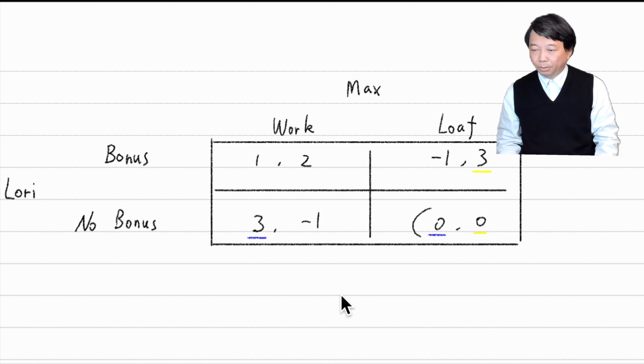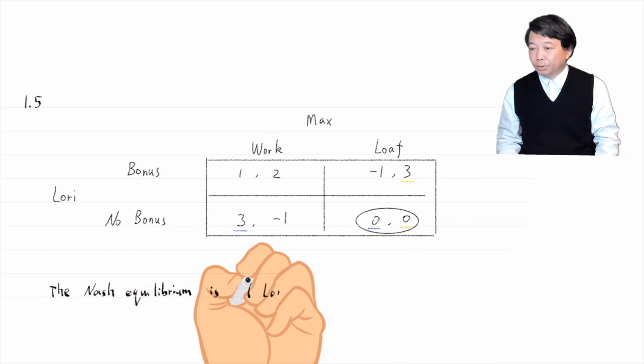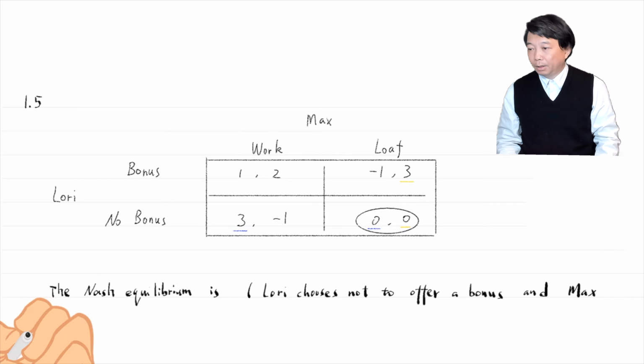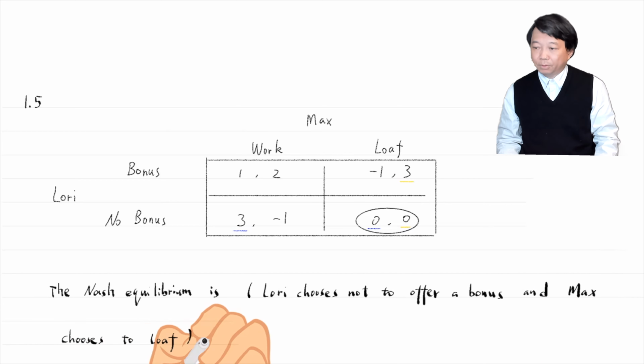Finally, we circle the cell with both payoffs underlined. That is the outcome of the Nash equilibrium of the game. The Nash equilibrium is that Laurie chooses not to offer a bonus and Max chooses to loaf. The outcome of the game is that Laurie gets 0 and Max gets 0 as well.